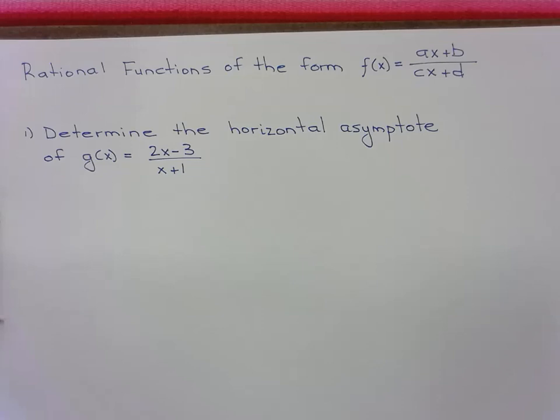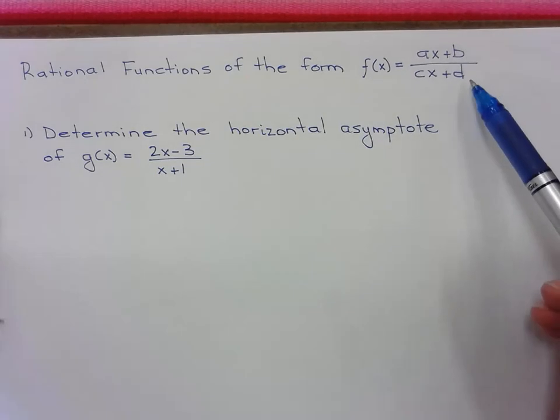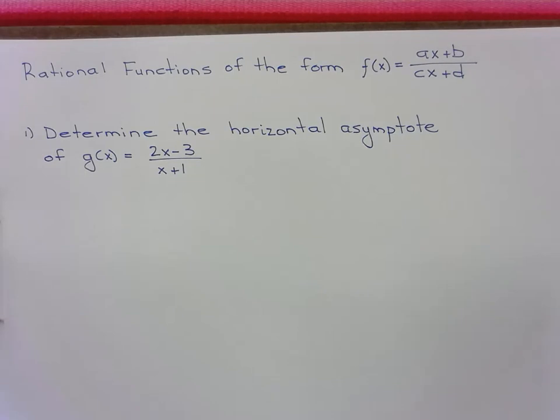So today we're going to take a look at rational functions of the form f of x equals ax plus b over cx plus d. So we're looking at a linear over a linear. When we graph functions of this form, we need to determine the x-intercepts, the y-intercepts, the vertical asymptotes, and the horizontal asymptotes.